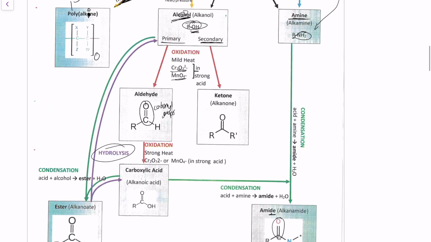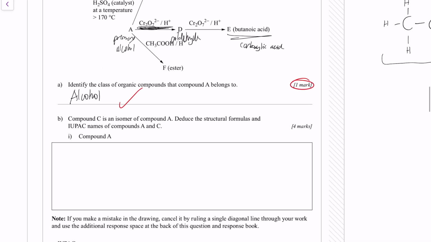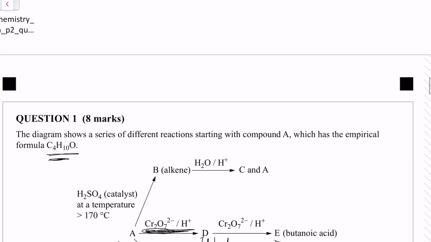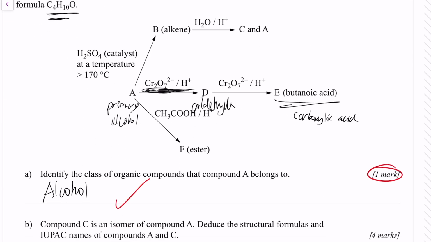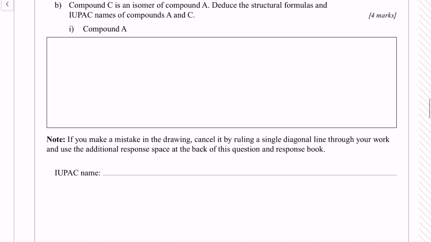So that's a way to also remember it. That's really a telltale sign. If you see these 3 different compounds being made, and obviously the reagents are dichromate, it's most likely a primary alcohol from the beginning, becoming an aldehyde, and then a carboxylic acid in the end. Okay, so sorry about that. But yeah, part B: compound C is an isomer of compound A. Deduce structural formulas and IUPAC names of compounds A and C.